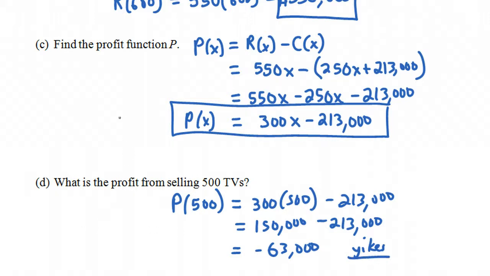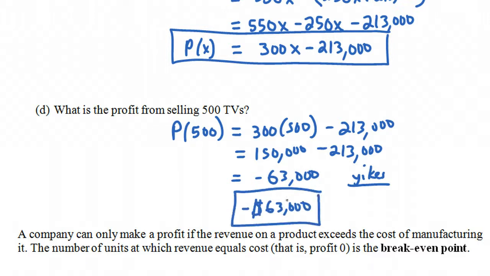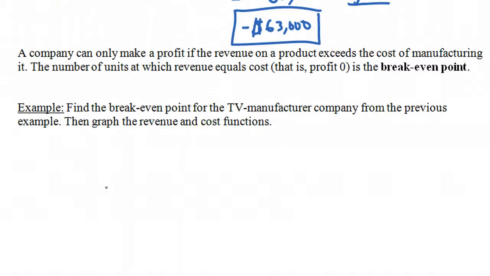That means they lost money. They didn't actually get a profit. So the profit is negative. It's negative $63,000. They didn't sell enough TVs to actually make a profit. Their costs ended up being more than the revenue. And in fact, that illustrates what I'm going to say next: a company can only make a profit if the revenue on a product exceeds the cost of manufacturing it.